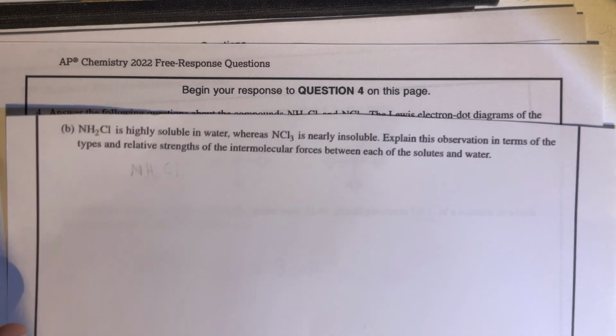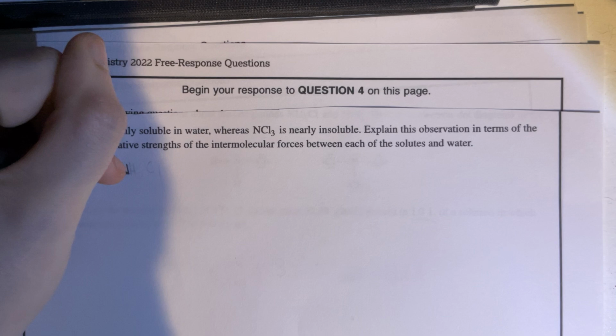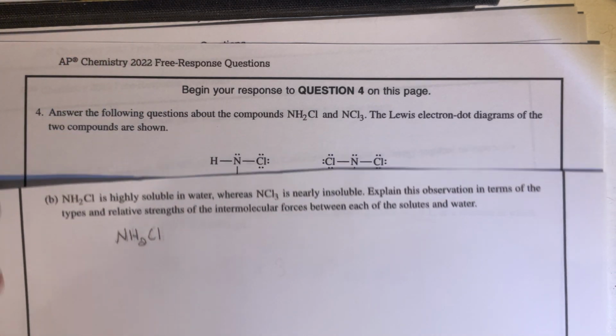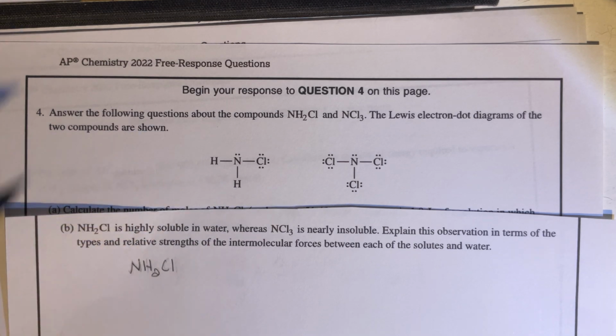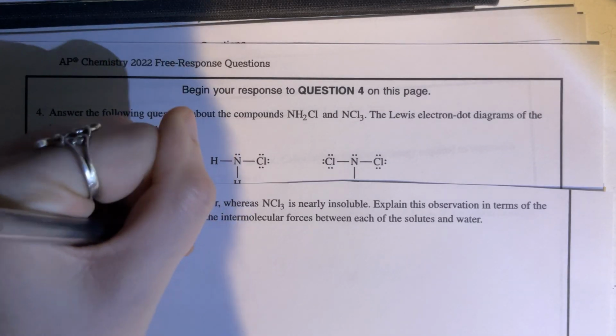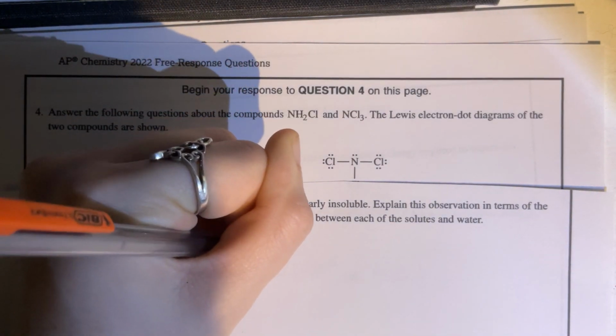Now for part B of this FRQ, it's looking for an explanation of why NH2Cl is more soluble in water than NCl3. Well, NH2Cl has some hydrogens hanging out on the top, as we can see here, which means that it is able to form hydrogen bonds with water.